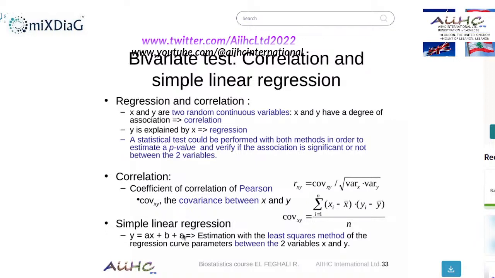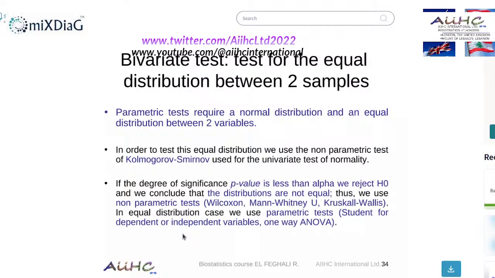And here there's a method for that. We won't enter into the details of this method. It will be explained later in the descriptive statistics chapter. So whenever we don't explain something here, you need to follow the coming chapters to see in detail what is a simple linear regression, what is the least squares method, regression curve parameters between two variables, and so on. Now, bivariate tests.